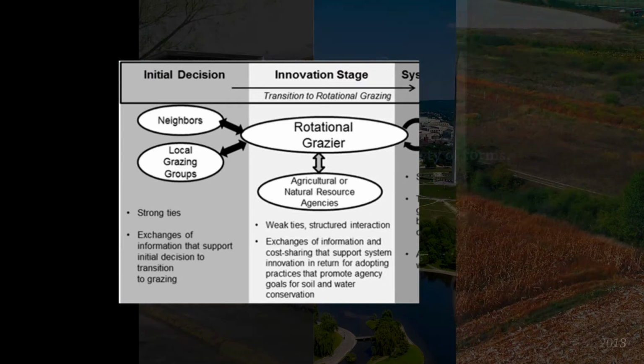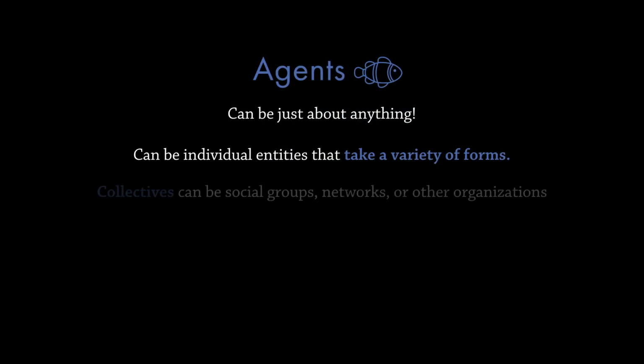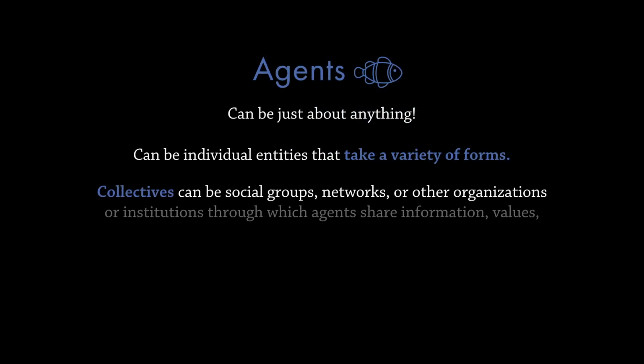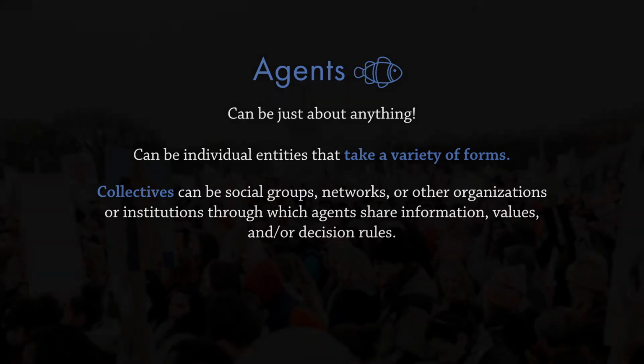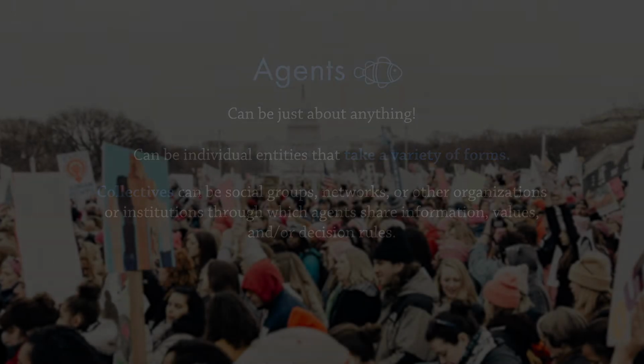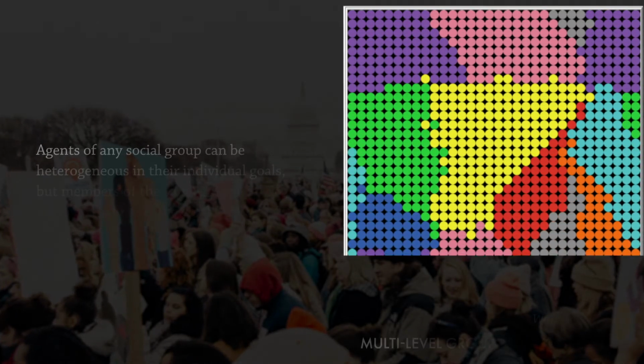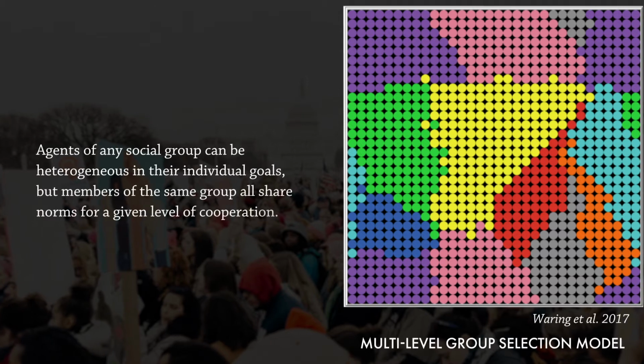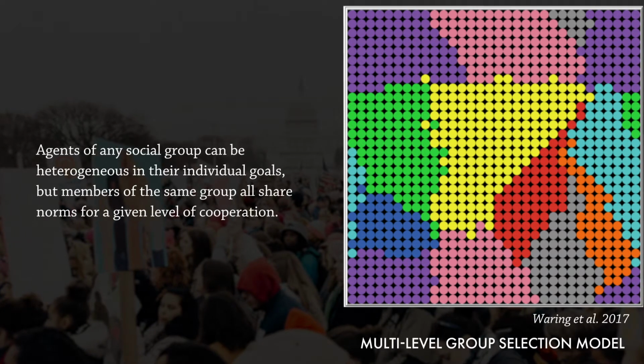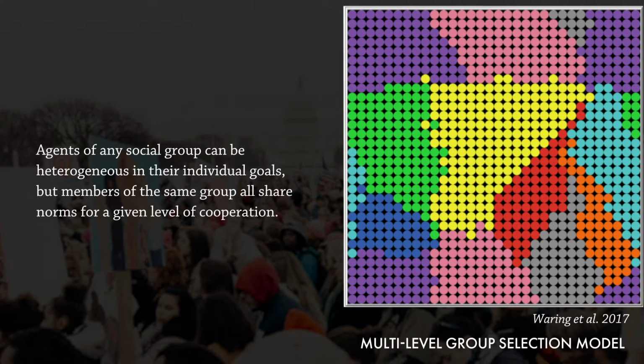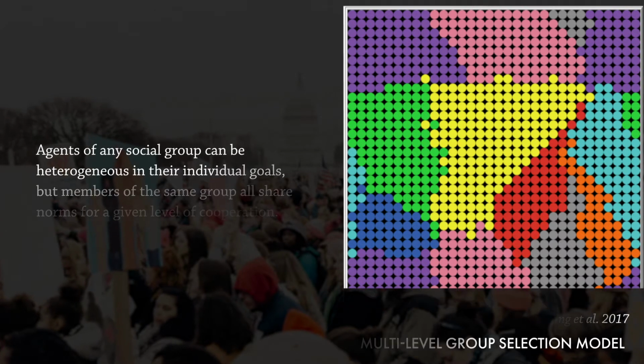A group of agents may also coordinate their behavior to become a collective. Collectives can be social groups, networks, or other organizations or institutions through which agents share information, values, and/or decision rules. Take, for example, Waring et al.'s multi-level group selection model. Agents of any social group can be heterogeneous in their individual beliefs and goals, but members of the same group all share norms for a given level of cooperation.